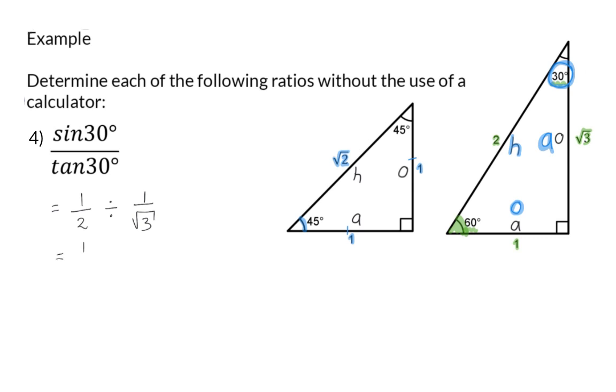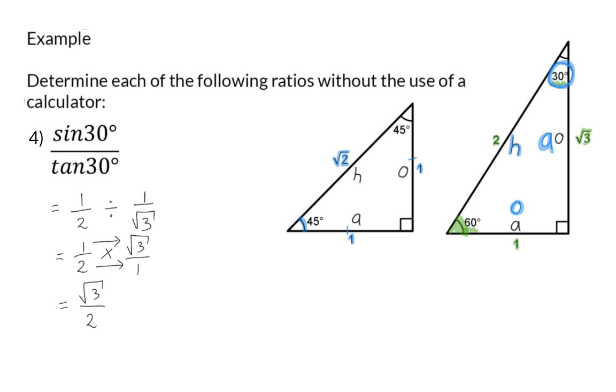Now I can change that division into multiplication if I multiply with the reciprocal of the fraction that comes afterwards. Now I can multiply my numerators. 1 times square root 3 is square root 3, and I can multiply my denominators, and 2 times 1 is 2.